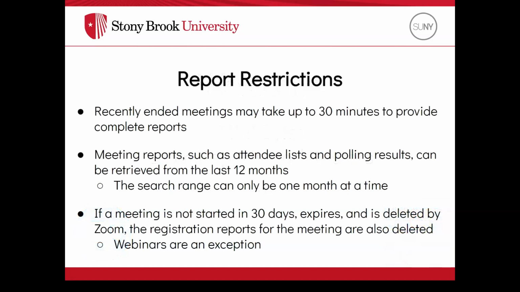Before you learn how you can access these reports, it's important to know the restrictions. For example, recently ended meetings may take up to 30 minutes to provide complete reports. Meeting reports, such as attendee lists and polling results, can be retrieved from the last 12 months, with a search range of up to 1 month at a time. And if a meeting is not started in 30 days, it expires and it is deleted by Zoom. The registration reports for the meeting are also deleted.